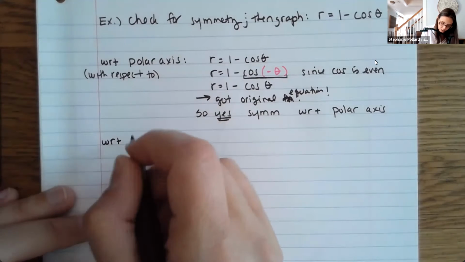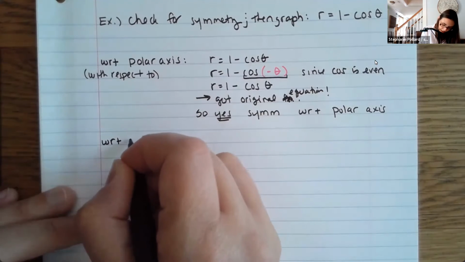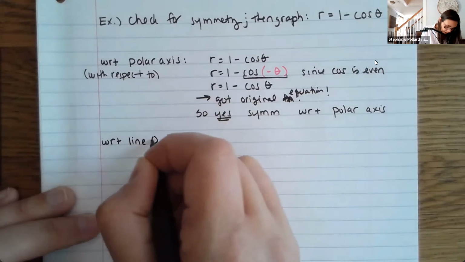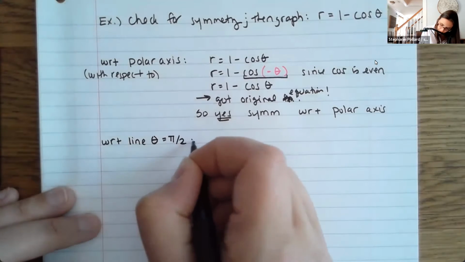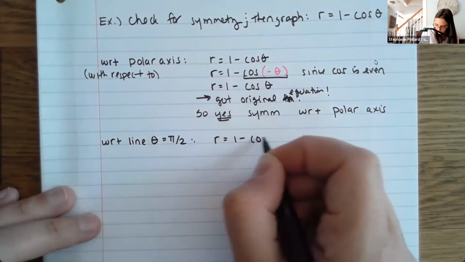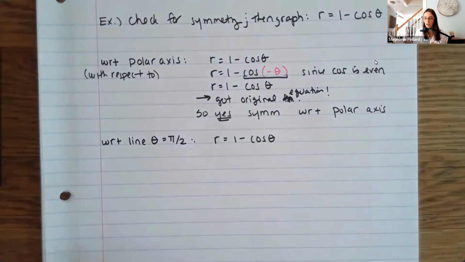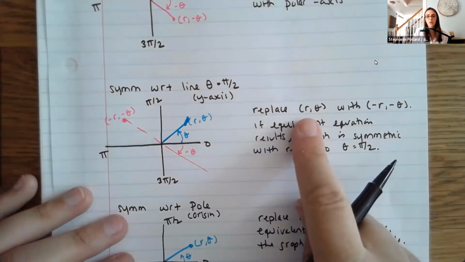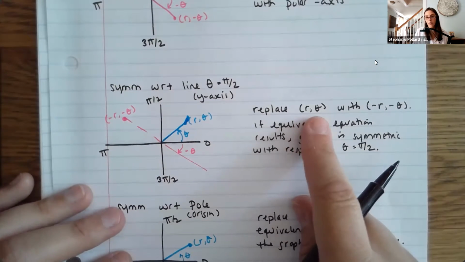So you want to always check. So with respect to the line theta equals pi over 2, I start with the original equation. And then if I look for that one, what you do is you replace both r and theta with their negatives. So we change out both of them.